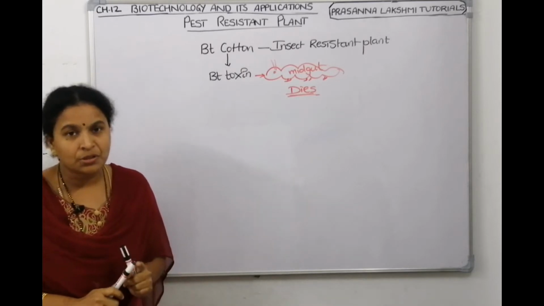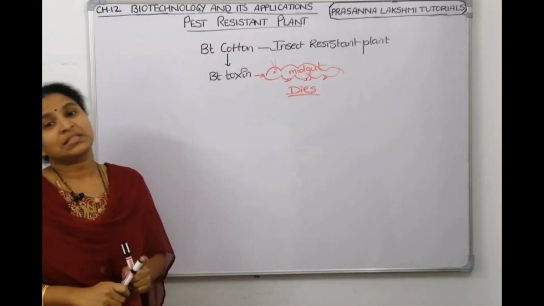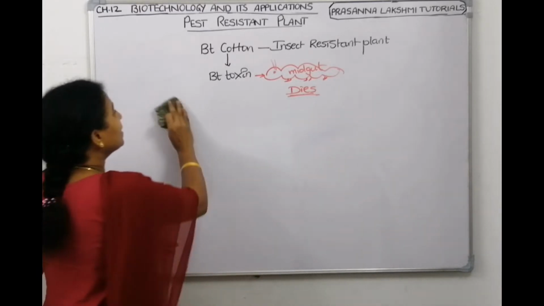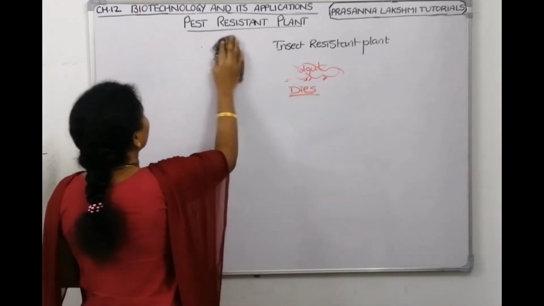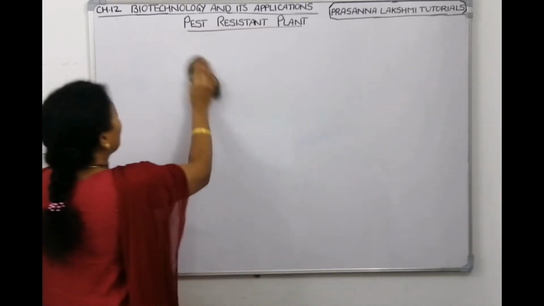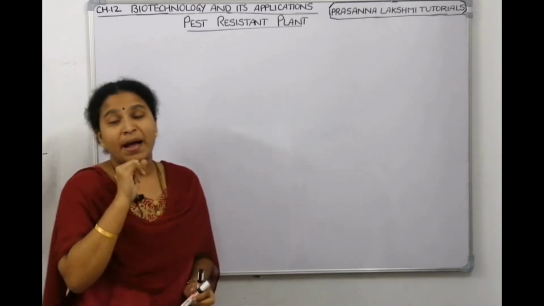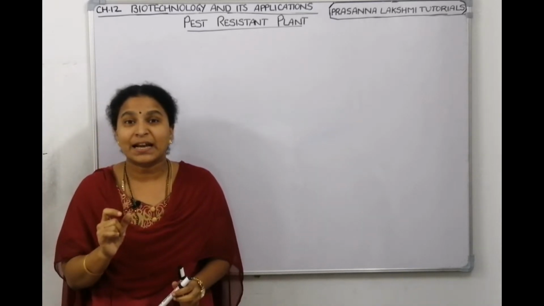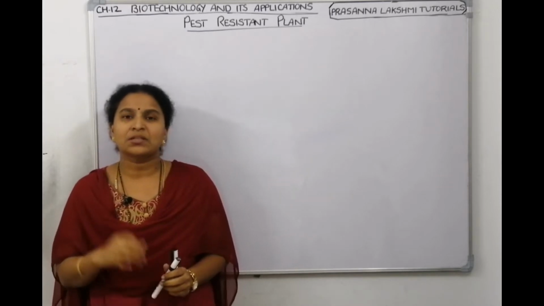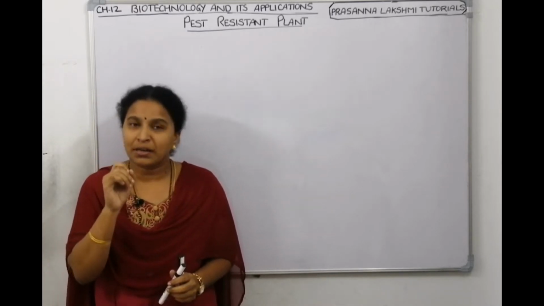Now, in today's session, we will talk about pest resistant plant, right? Under pest resistant plant, we are going to study about tobacco plant. How are we going to produce a tobacco plant which shows resistance against a nematode? Nemathelminthes, so there comes a roundworm called nematode.